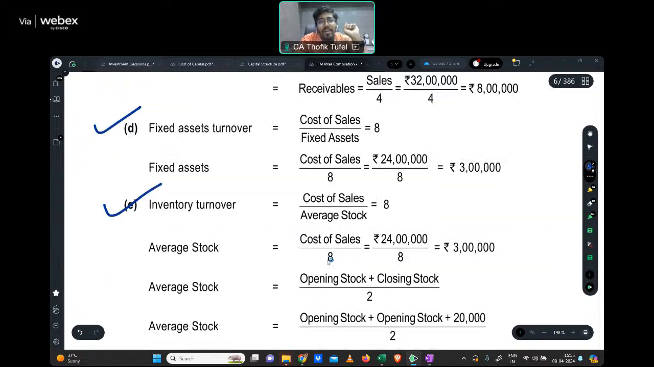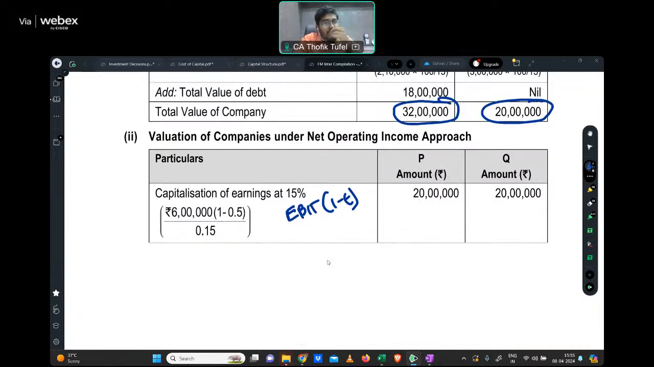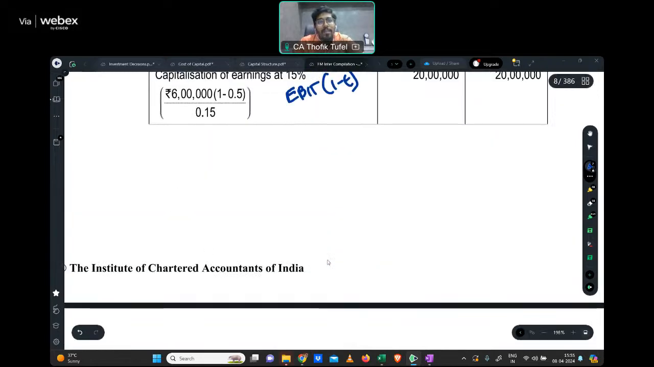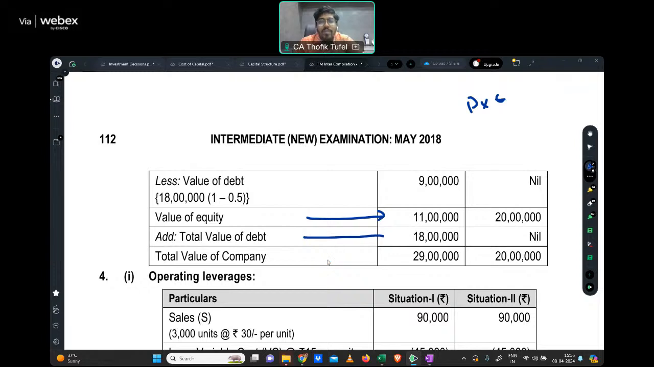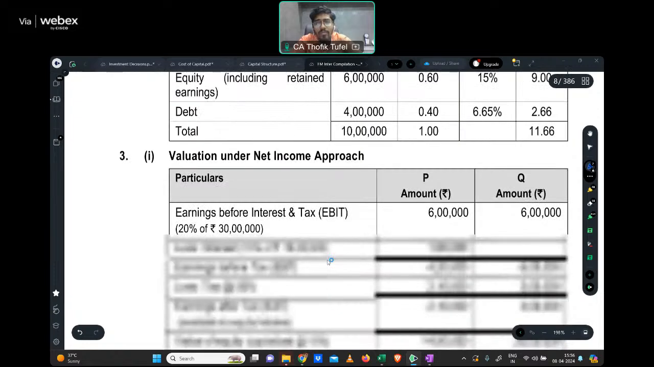So first you have to find out the value of the unlevered company, which is the value of Q. So 6 lakh into 1 minus 0.5 divided by 0.15, you will get 20 lakh rupees, which is the capitalization of earnings. Then you have to subtract the value of debt. So debt into taxes, correct? You will get the value of equity. Then you add the total value of debt, you will get the total value of the firm, 29 lakh and 20 lakh rupees. And with the formula that you use, you will get the same.